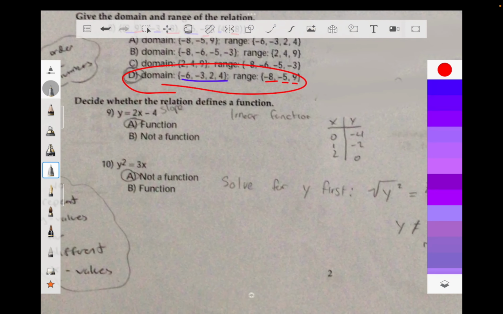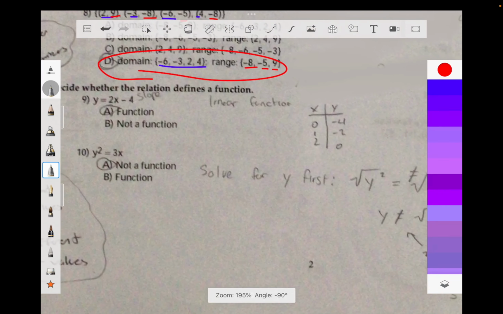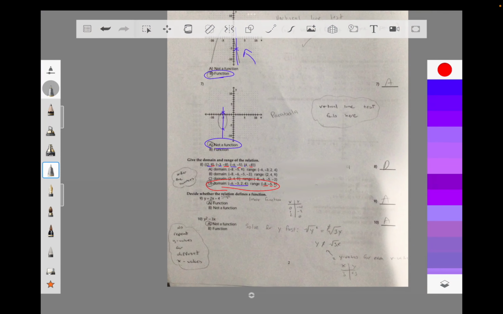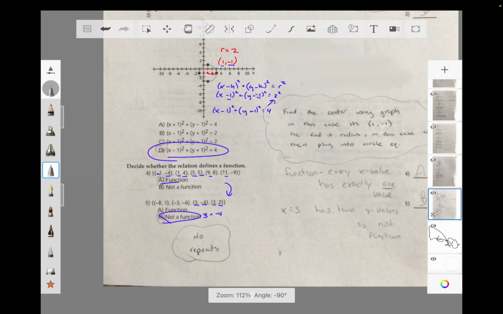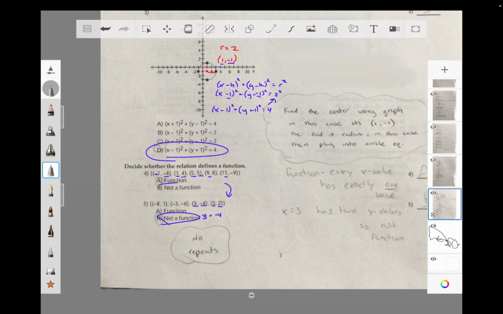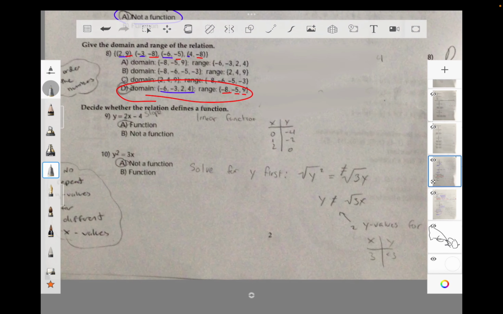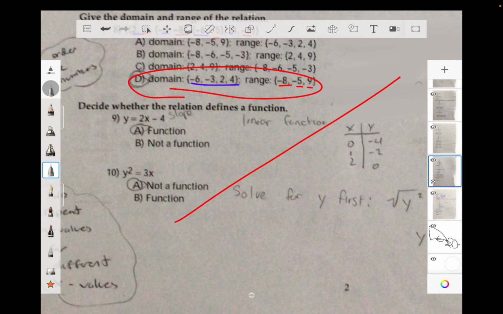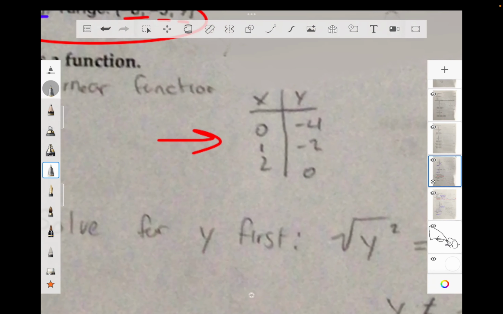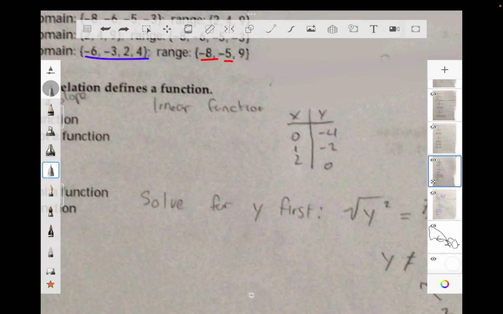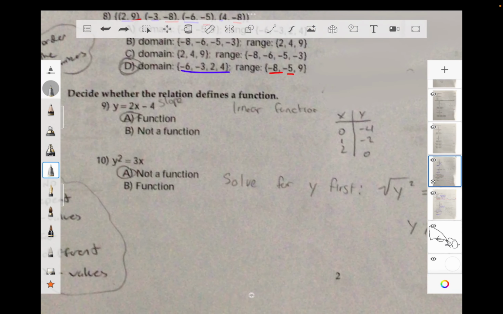Decide whether the relation defines a function. This one is similar to this one, where it can only have one x value for each y value. It's kind of the same thing here. This is a straight line, so for any x value I put here, it's going to have a different y value regardless, right? It's a linear function. You can see what you did here, where at 0, it's -4, at 1, it's -2, at 2, it's 0. So you have different numbers. This one you have to conceptualize a bit, but this would be a function.